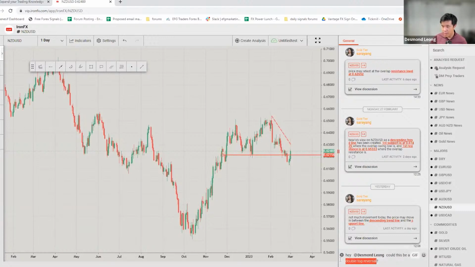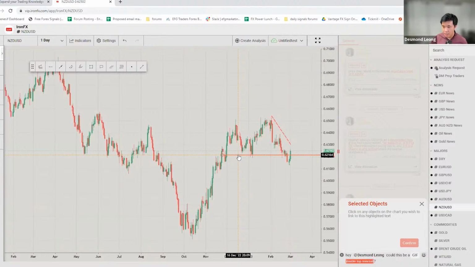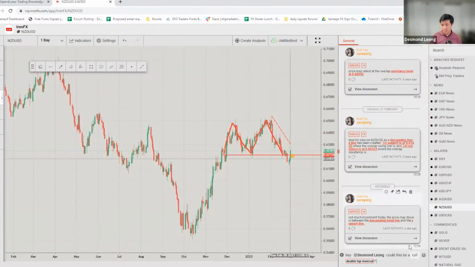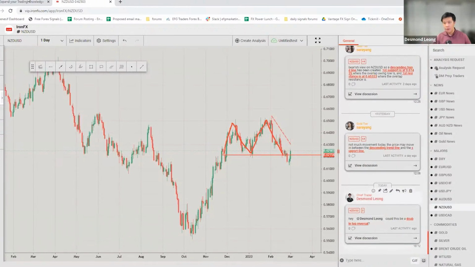Where am I referring to? I highlight this word, click on this button called link object to text, and click on any line that I just drew. Or if I want to, I can also draw additional lines inside. Could this be a little bit of a double top reversal? Confirm it, and I send the message through. If anyone reads the message for the first time, they'll be like, hey Desmond, could this be a double top reversal? When they hover the mouse over it, you can see that it lights up on the chart directly.